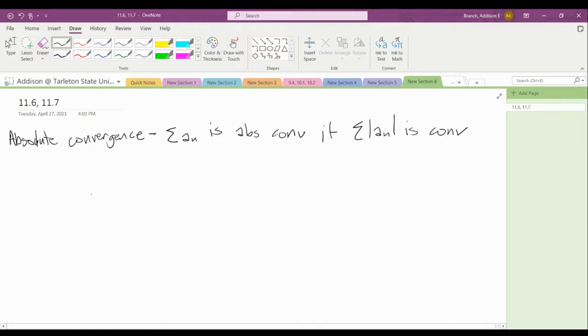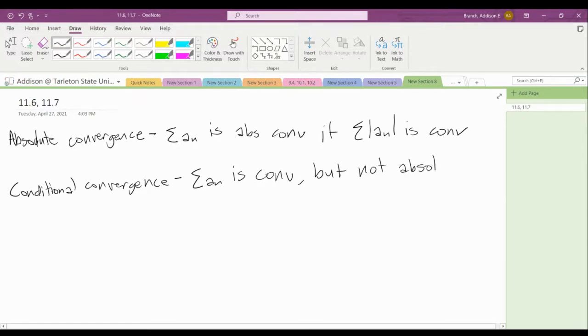And then, since we have absolute convergence, we also now have something called conditional convergence. What that one means is that our initial series is still convergent, but it doesn't meet the criteria to be absolutely convergent. Typically whenever we see conditional convergence, we're mainly going to see that whenever we have alternating series.